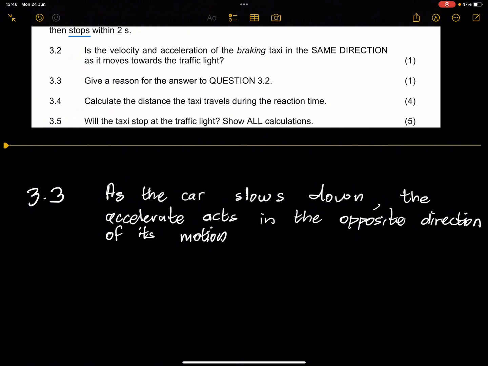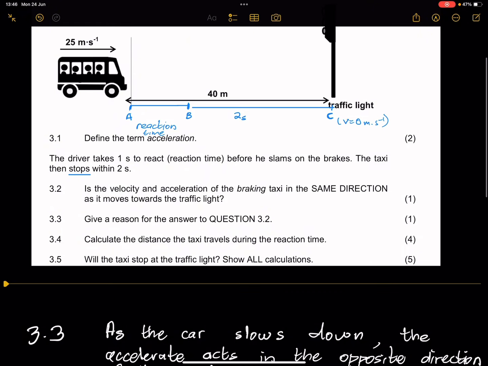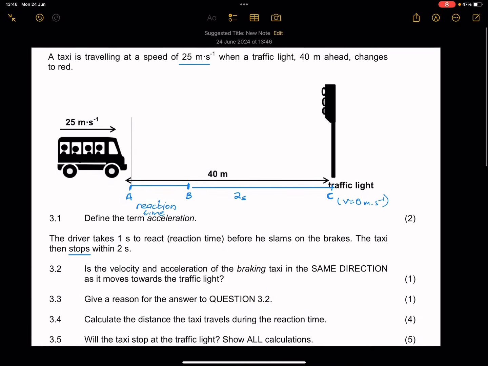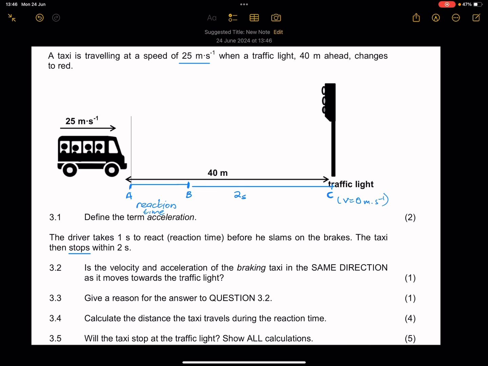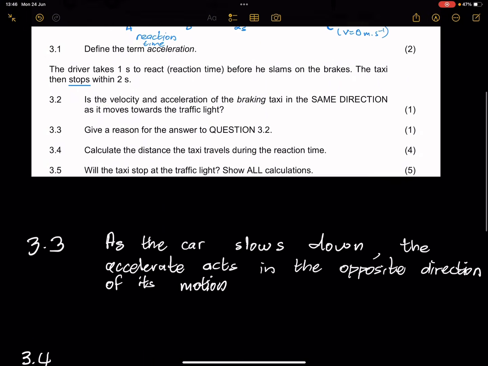Now we're looking at the calculations. They say calculate the distance the taxi travels during the reaction time. So we want to know, during that 1 second, what is the distance that the taxi will move? And by the way, please note that it will maintain a constant speed during that travel time.